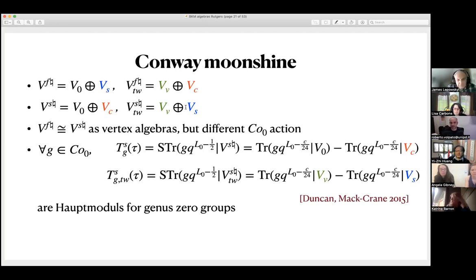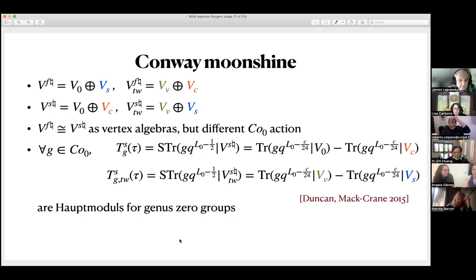This action is a bit less natural in a sense, because you fix some element here inside that, which can look nice, but that's not the first thing you can think about. So from this point of view, it's a bit strange. But on the other hand, the moonshine properties are really for this action of Conway on the S natural, not quite on the F natural.